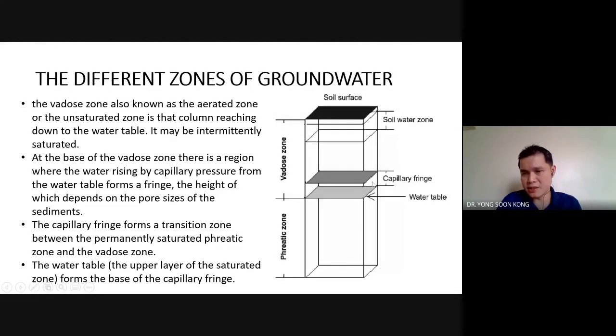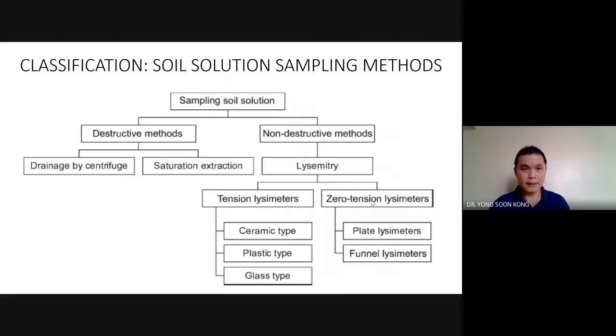Capillary fringe is the area where they have water due to the action of capillary. So this area is between the unsaturated zone, the zone of soil where there is no water, not enough water, and the area of phreatic zone where this is filled with water. And this line, the line where it is filled with water, is called water table. Structure of soil in regards to groundwater.